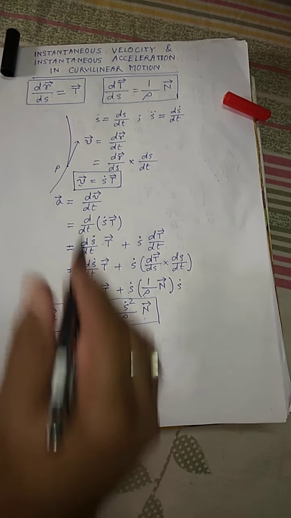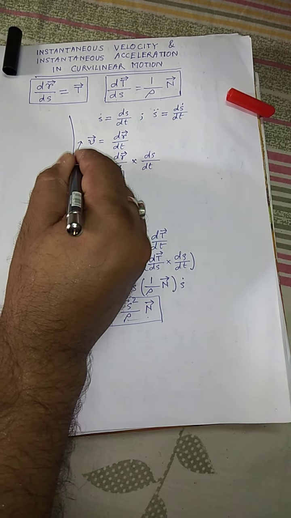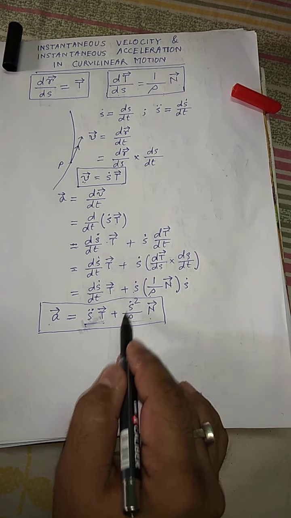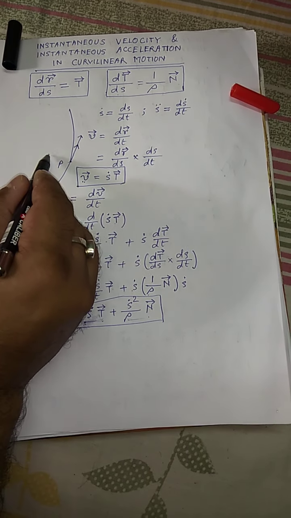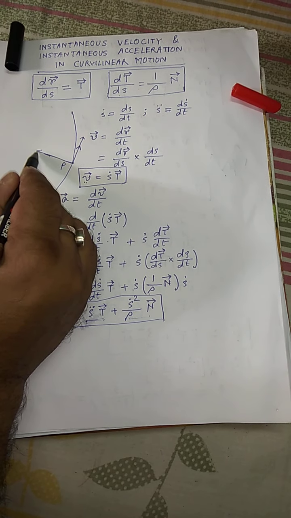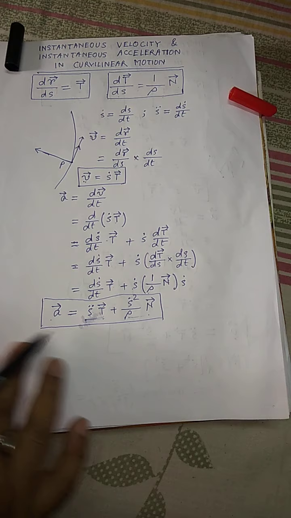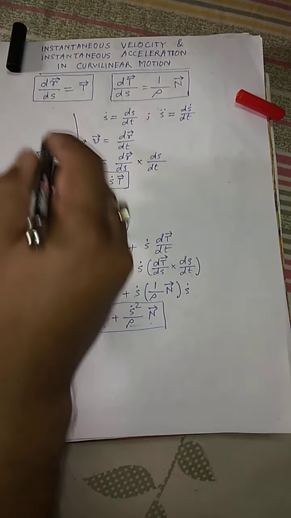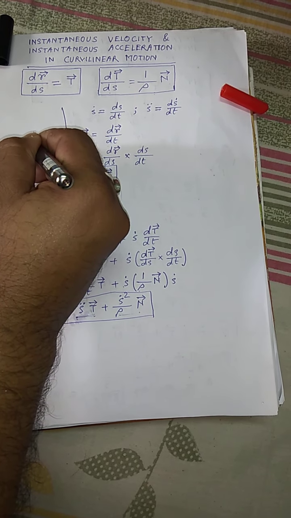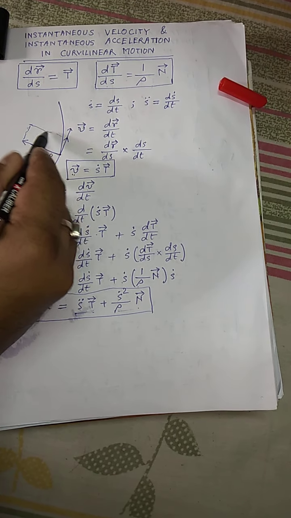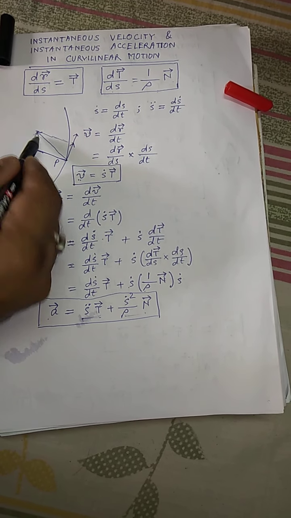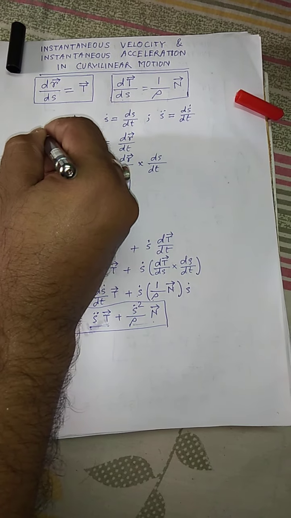The tangential acceleration is directed along the tangent drawn to the curve at point P, and the centripetal acceleration is directed along the normal drawn to the curve at point P, and it's radially inward. And the resultant is the instantaneous acceleration, and it is vector A.